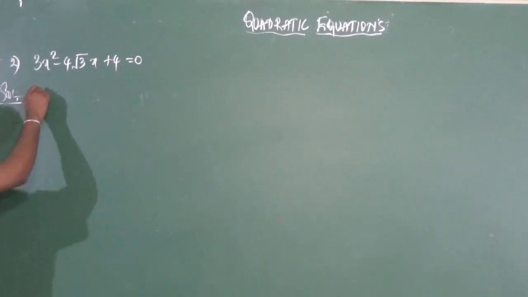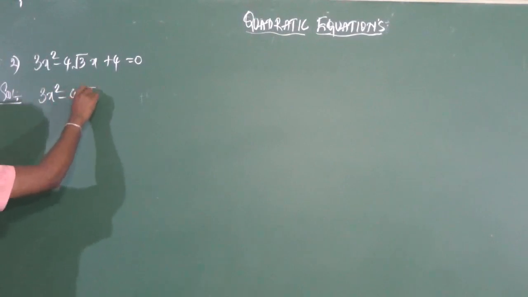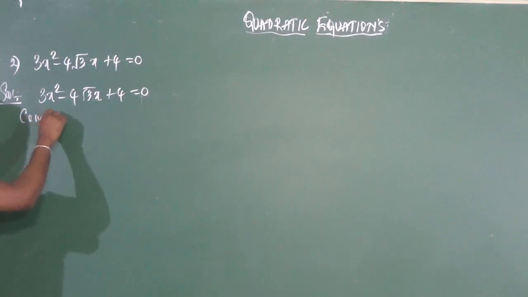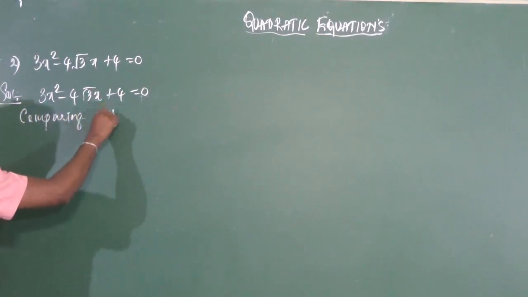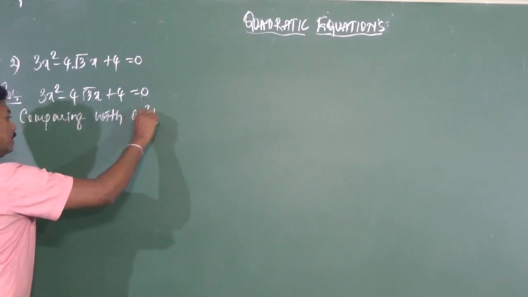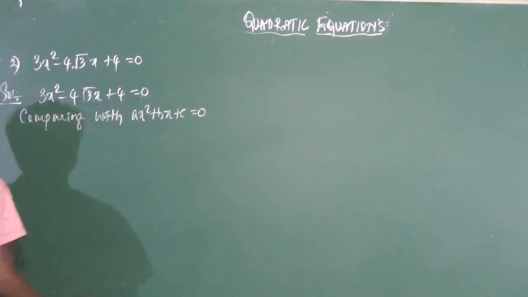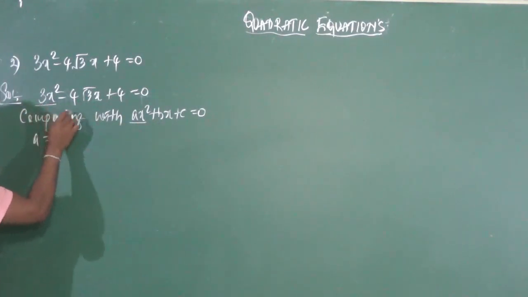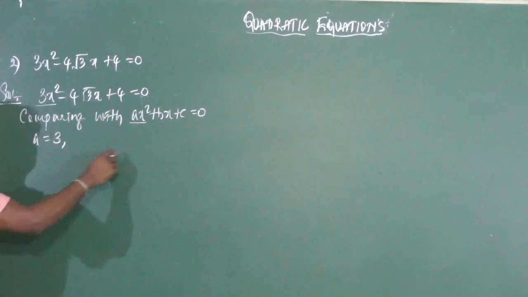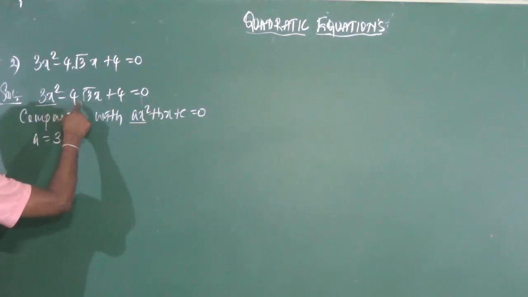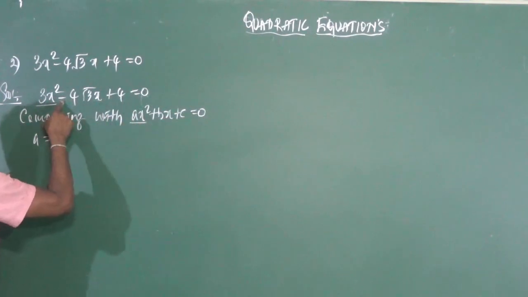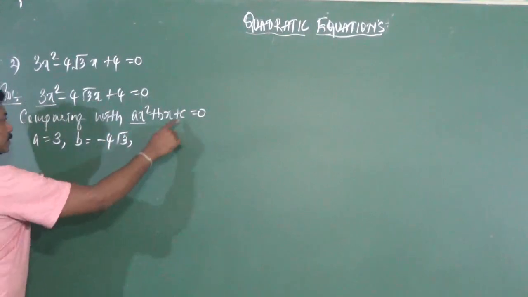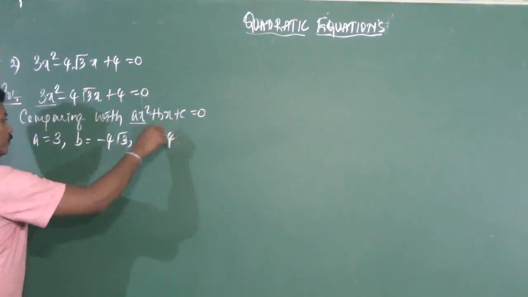So comparing with 3x square minus 4 root 3x plus 4 is equal to 0. Let us compare with the standard form, that is, comparing with ax square plus bx plus c is equal to 0. So a is equal to 3, and bx is equal to minus 4 root 3x. So b is equal to minus 4 root 3. Be very careful, minus 4 root 3. Then c is equal to 4, right?